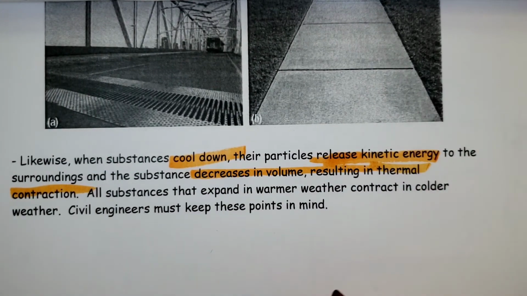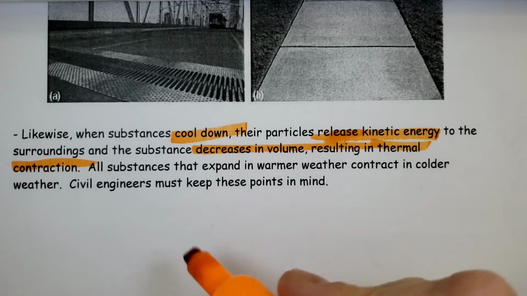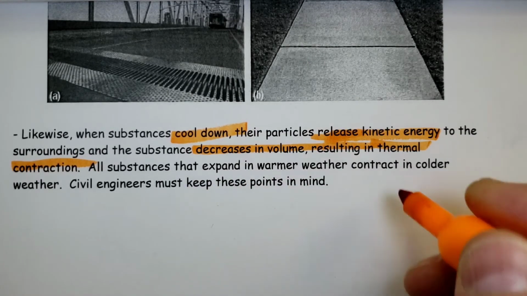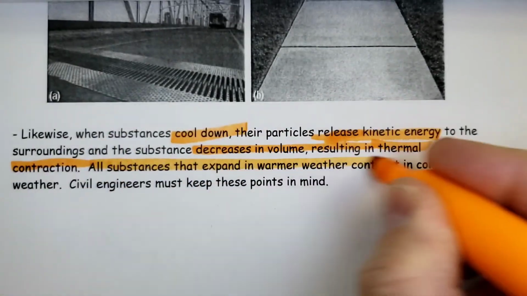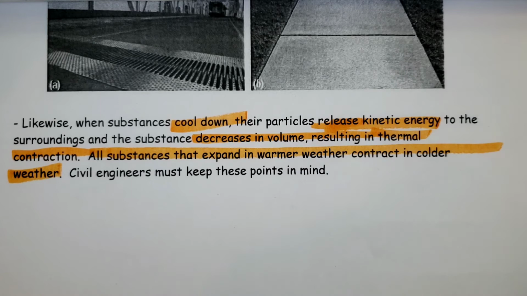So maybe you have a door in your house that has a hard time closing at one time in the season versus another. That's due to thermal expansion or contraction. All substances that expand in warmer weather contract in colder weather. And of course, we have to take that into account when building things.